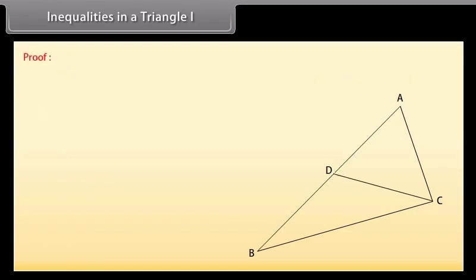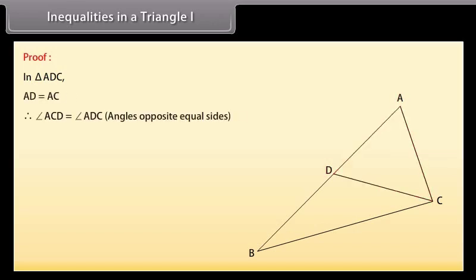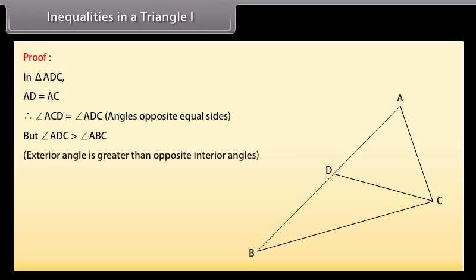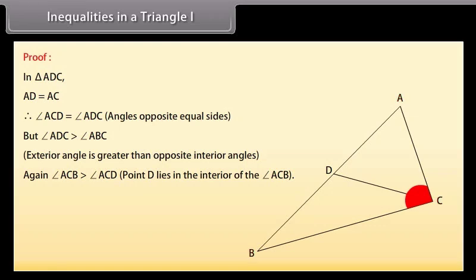Proof. In triangle ADC, AD is equal to AC. Therefore, angle ACD is equal to angle ADC because angles opposite equal sides of a triangle are equal. But angle ADC is greater than angle ABC because exterior angle is greater than opposite interior angles. Again, angle ACB is greater than angle ACD because point D lies in the interior of angle ACB. Therefore, angle ACB is greater than angle ABC.